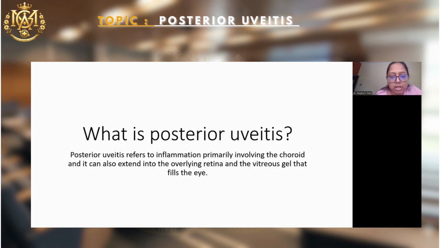So, going ahead, basically, what is posterior uveitis? Posterior uveitis refers to inflammation primarily involving the choroid, and it can also extend into the overlying retina and the vitreous gel that fills the eye.